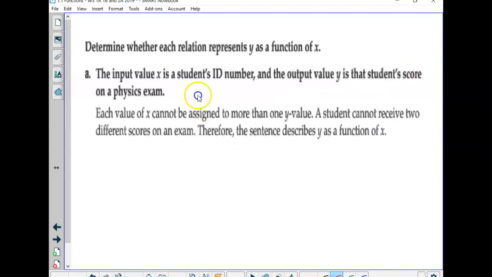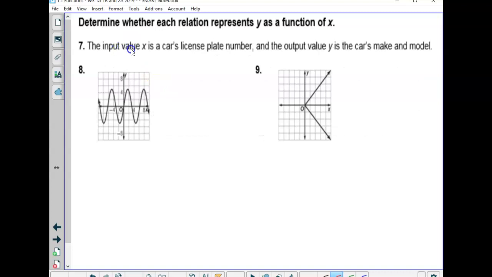All right, guys. Is this a function? The input is a student's ID number. The output is a student's grade on a physics exam. No. Because you don't get to put your student ID number in and it determines your grade, right? That's a no. The input is a car's license plate number and the output is the car's make and model.